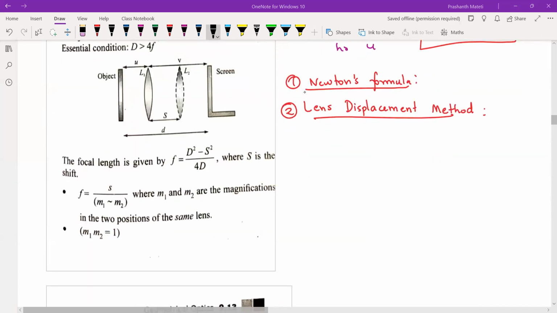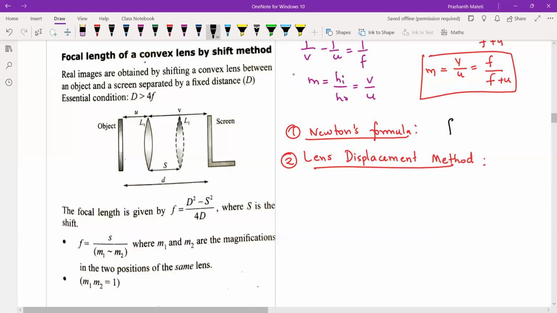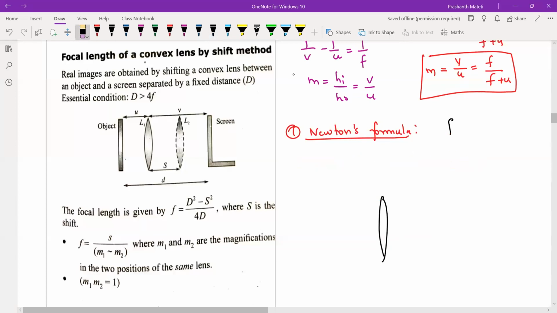Lens displacement method. The Newton's formula first. I'll write the formula. Newton belonged to about 300, 400 years back, right? He also calculated the focal length for mirror, and the focal length for lens, but he did it in a different manner. So what is the difference he has done? Just writing the Newton formula first.